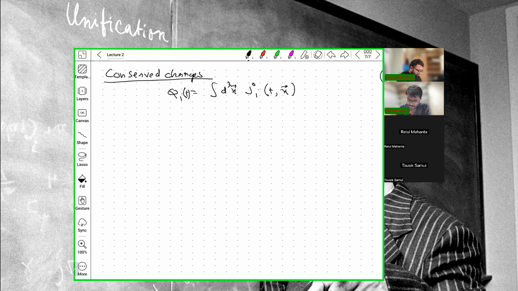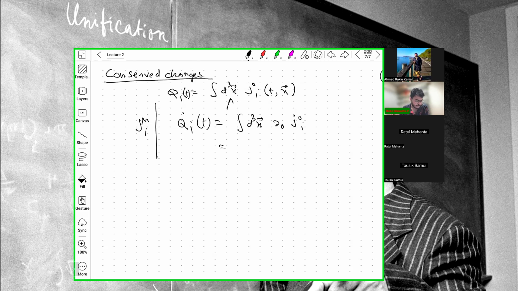So I had a set of currents for each i, J^mu. If you integrate the 0th component over space, it could actually depend on time, but you can compute that this Q is time independent, and you can show that by using the property of the conserved current.